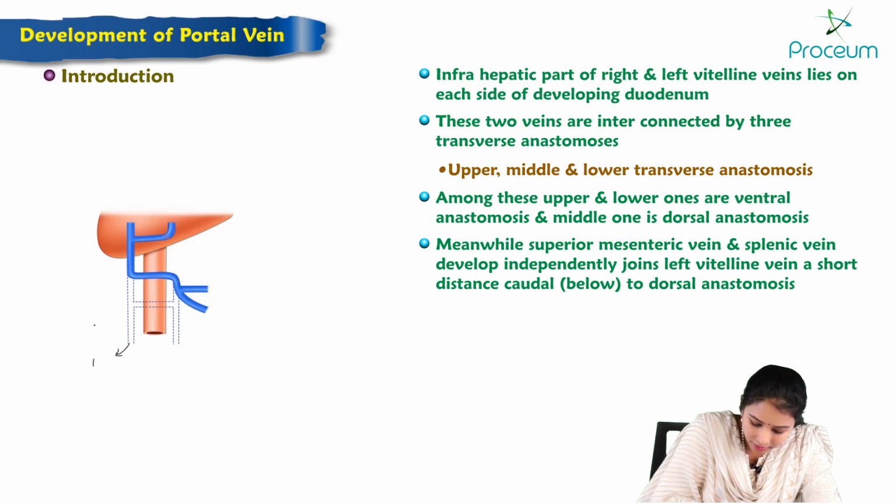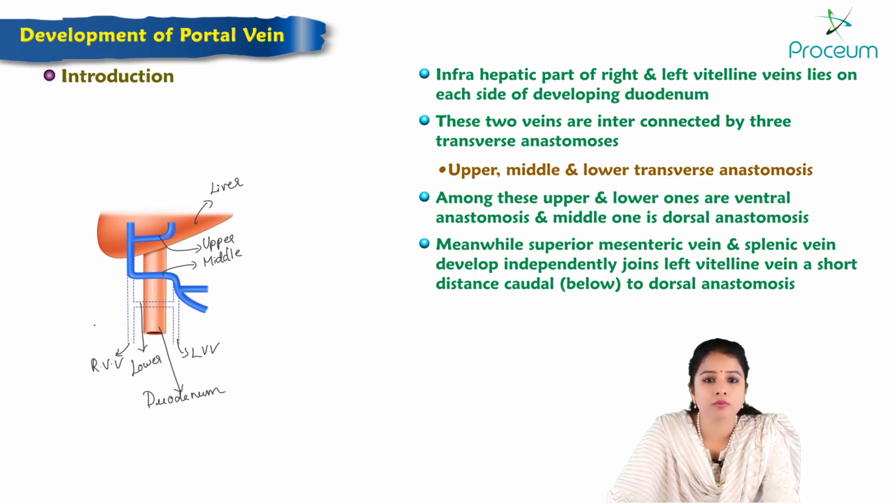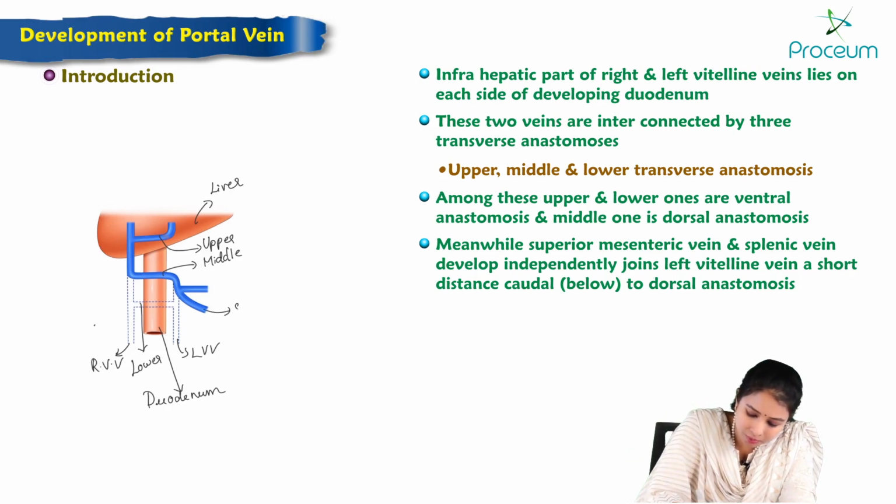So here is the right vitelline vein and this one is the left vitelline vein, and this is the proximal or the upper anastomosis. This is the middle one, which is dorsal, and here is the lower anastomosis, and we can see the developing duodenum. And this is the developing liver. So we can see the superior mesenteric vein and splenic vein.